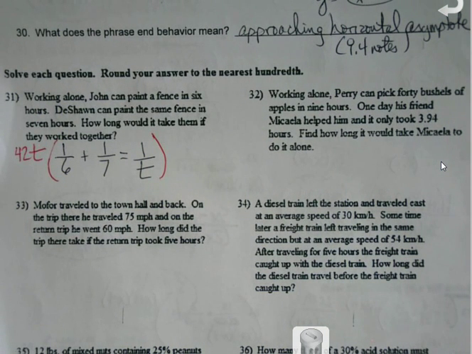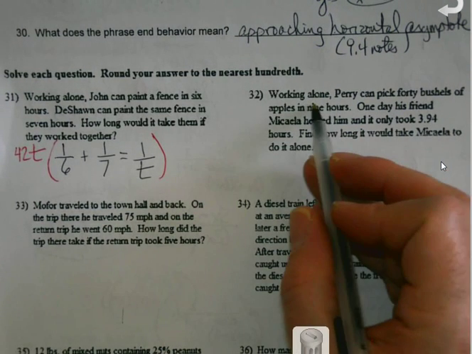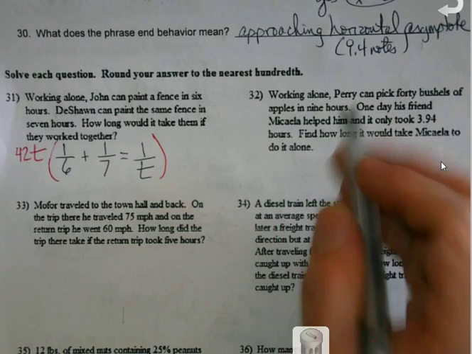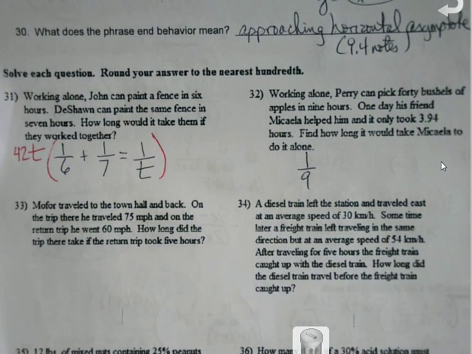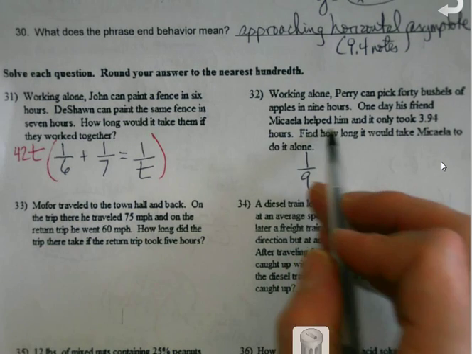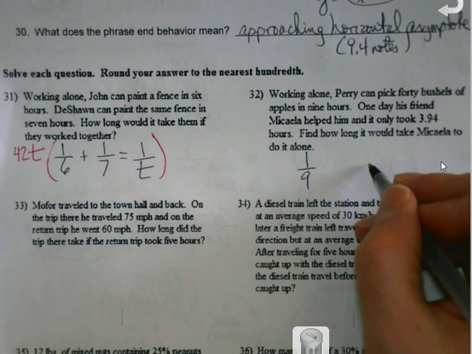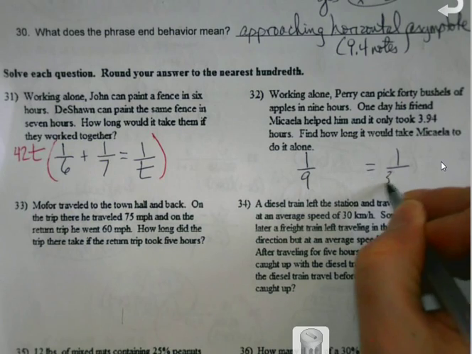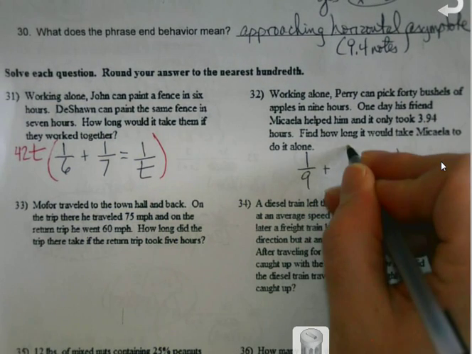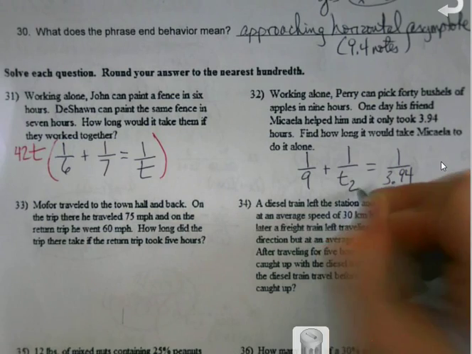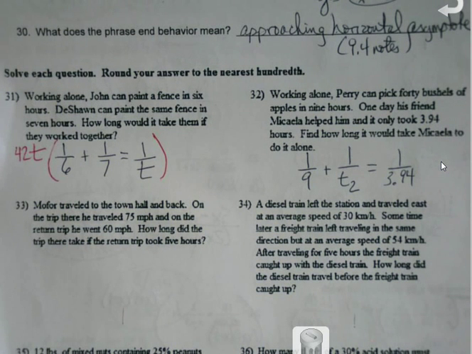Can there be twists to these? Yes. 32 is a prime example. Alone, Perry can pick these in 9 hours. Okay, 1 over 9. The 40's trying to mess with you. Don't use it. One day his friend Michaela helped him and it only took 3.94. That's together, not what Michaela can do. I've got to figure out what Michaela can do.